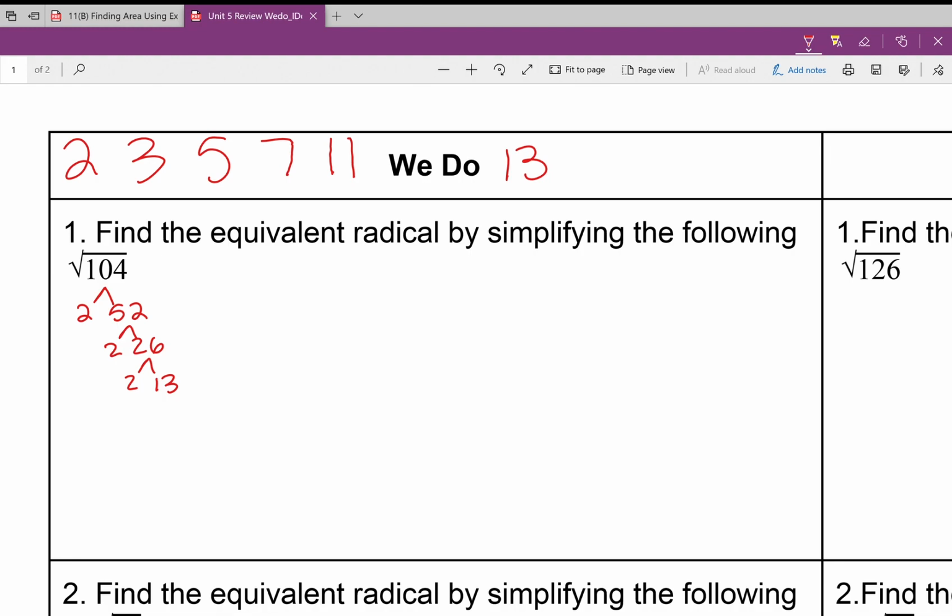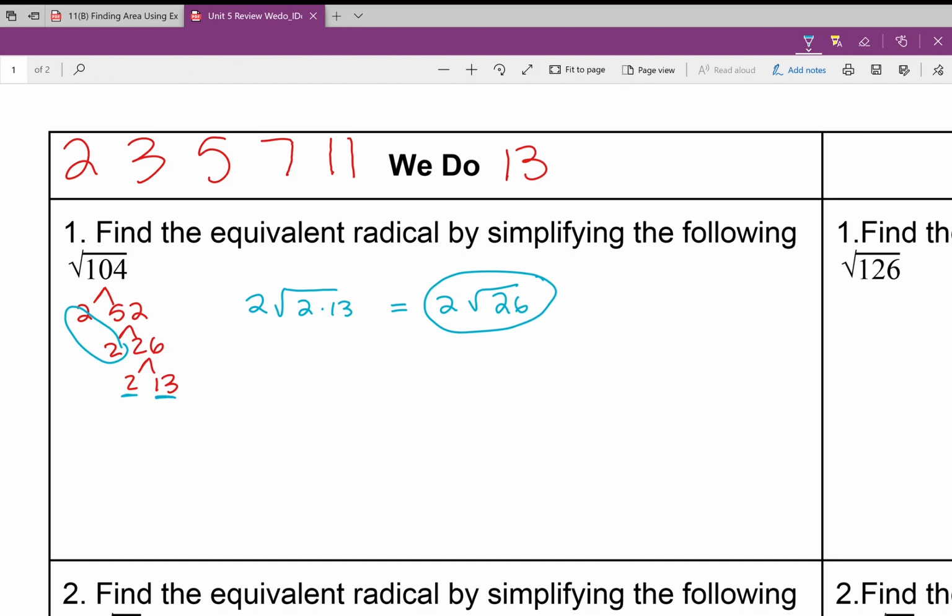So now we're circling our pairs of prime numbers. So I have a pair of 2's. So that means my pair goes on the outside, so 2. Then I write my square root. And then my prime numbers that are left, so 2 and 13, I multiply 2 times 13. So this is equal to 2 square roots of 26. That's my answer.